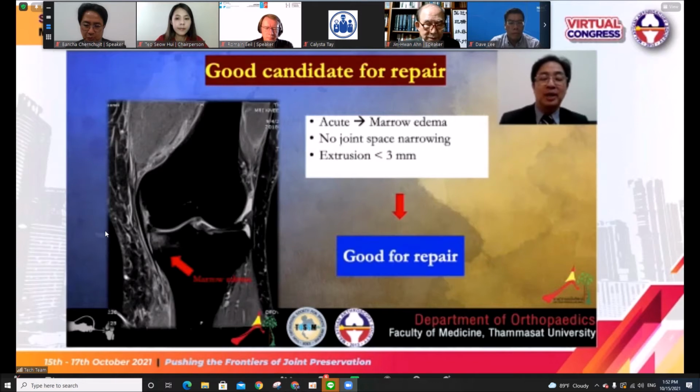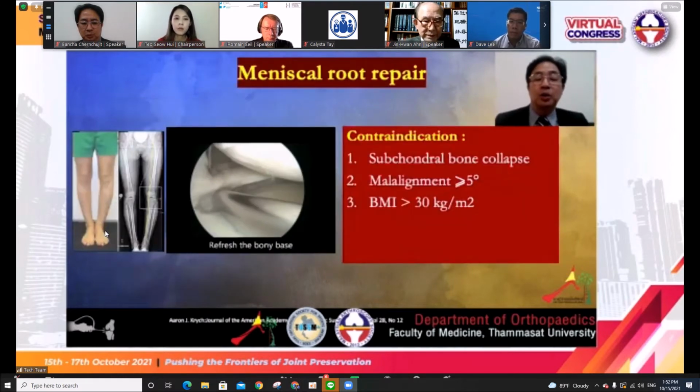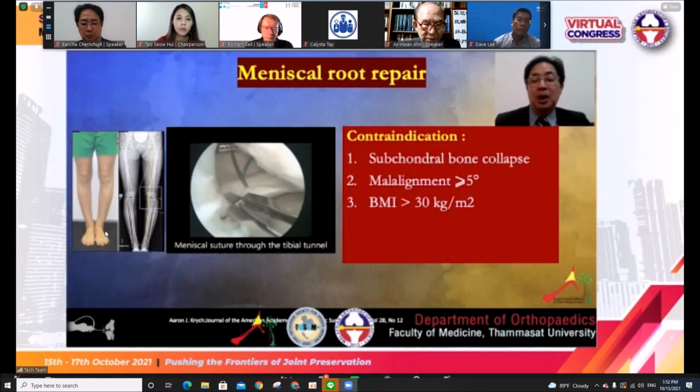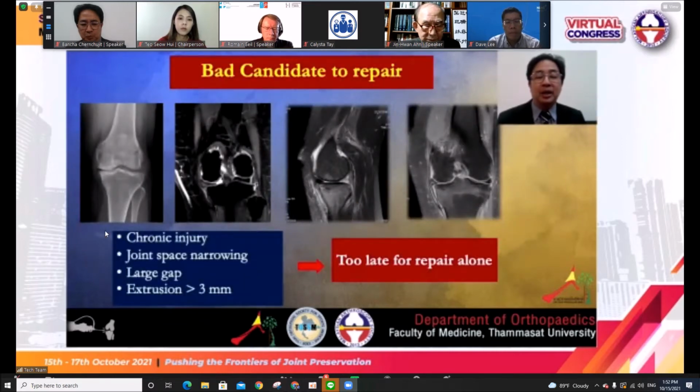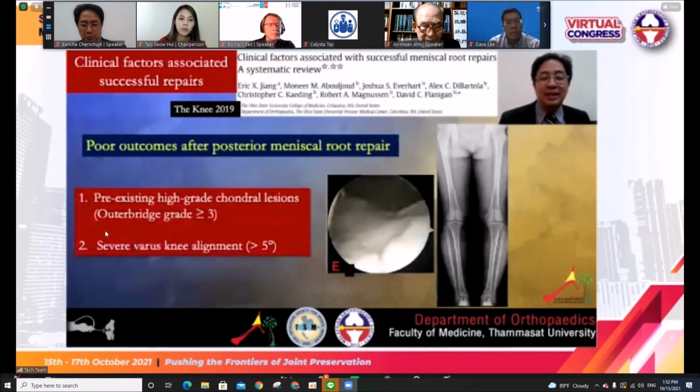The good candidates for meniscus root repair are acute injury, no joint space narrowing, and extrusion less than 3 millimeters. Don't do root repair if there's subchondral bone collapse, malalignment more than 5 degrees, and BMI more than 30. These are the bad candidates for root repair: chronic injury, joint space narrowing, large tear size, and extrusion more than 3 millimeters. This systematic review in 2019 concluded that 2 factors make the outcome worse. Number 1, pre-existing cartilage lesion, Outerbridge more than 3. Number 2, malalignment more than 5 degrees.